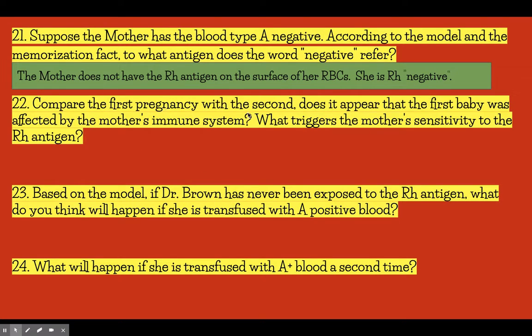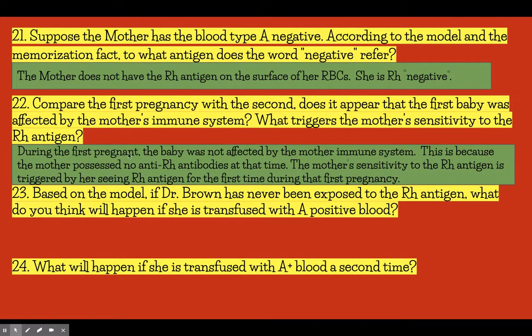Compare the first pregnancy with the second. Does it appear that the baby was affected by the mother's immune system? What triggers the mother's sensitivity to the Rh antigen? During the first pregnancy, baby was not affected. This is because mom possessed no anti-Rh antibodies at that time. The mom's sensitivity to the Rh antigen was triggered by the fact that she saw the Rh antigen for the first time during the first pregnancy.